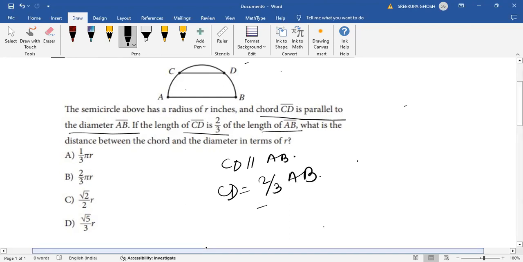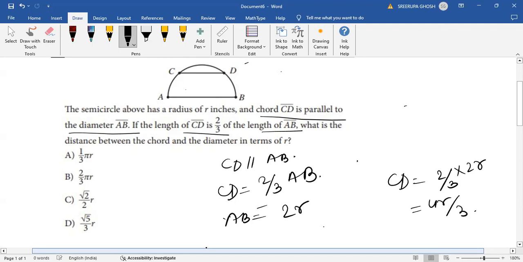Correct? We also have AB is the diameter, so 2R. Right? So what is CD? 2 by 3 into 2R, that is 4R by 3. Correct? Now, basically, if we have to draw, they have asked you what is the distance between the chord and the diameter in terms of R. So if you have to find out the distance, then it has to be something like this. This distance is what they are asking.